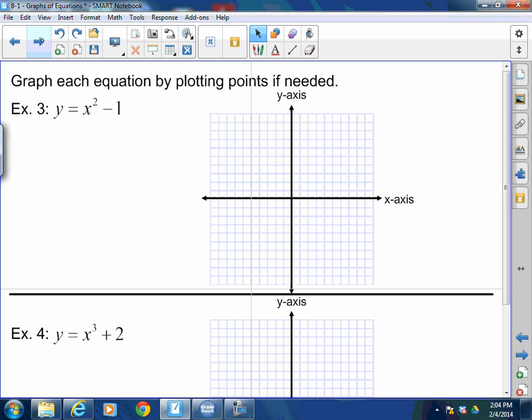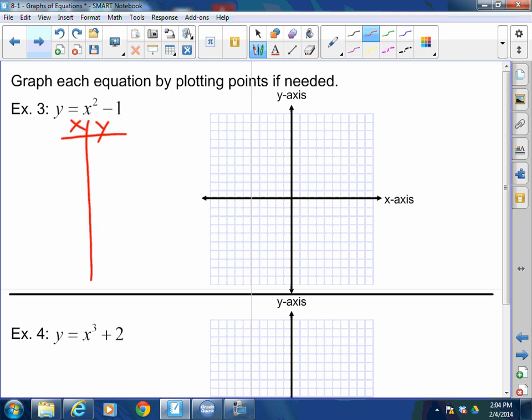Excellent questions. Okay. y equals x squared minus 1. If you remember looking at the pictures I gave you, that's going to be a U-shaped graph. So here, make a table for now. I promise you, we'll get to a point where we don't have to make a table for this. You're going to go to negative 2, negative 1, 0, 1, and 2.